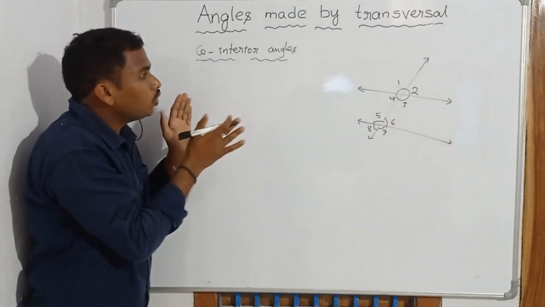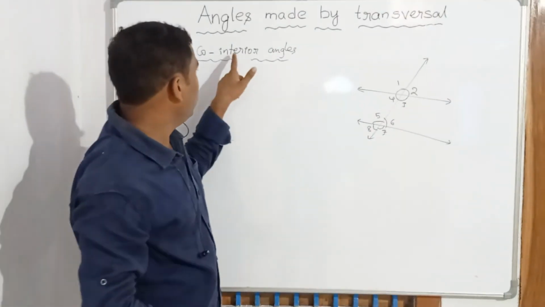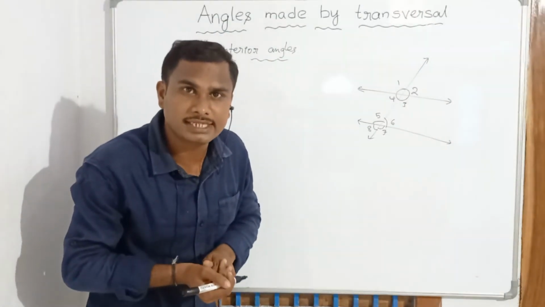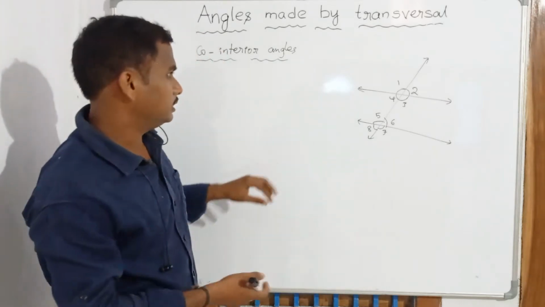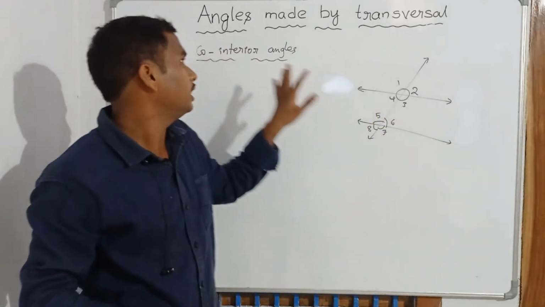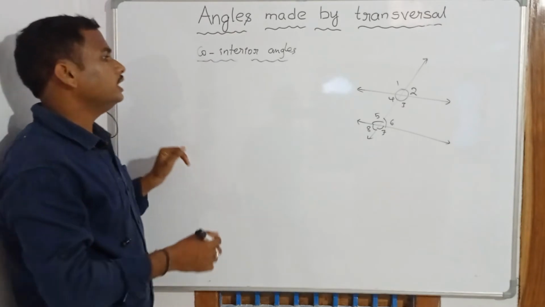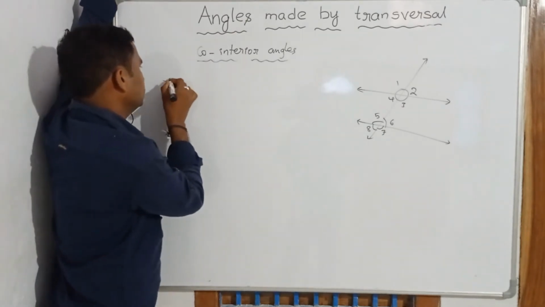Co-interior angles. We know interior angles. Interior angles means the angles are inside of the two lines. That means 4, 3, 5, 6 are interior angles. Co-interior angles means, see this, the properties.